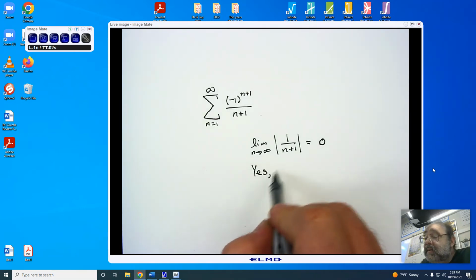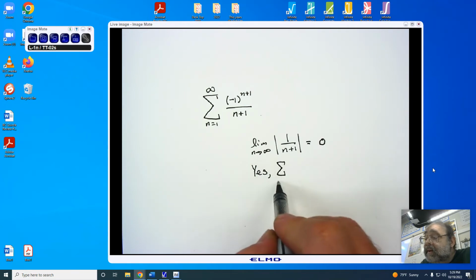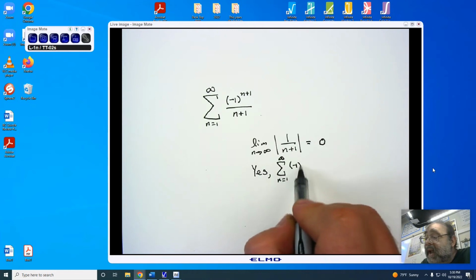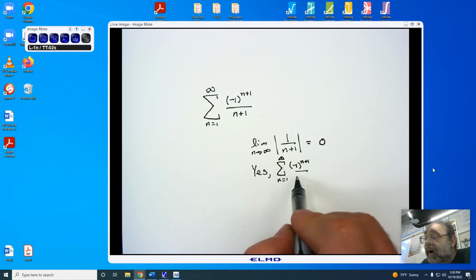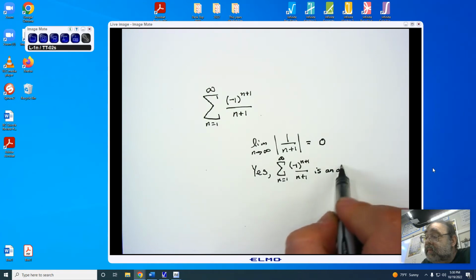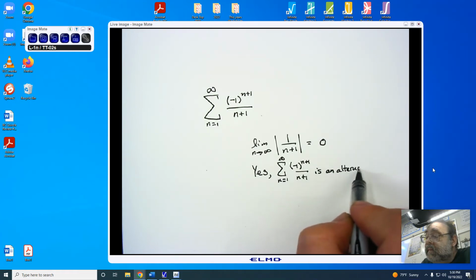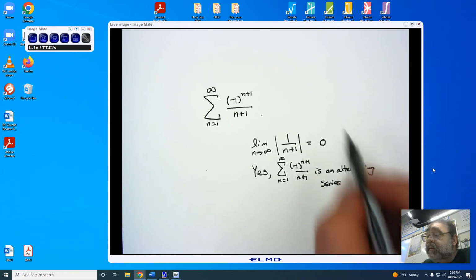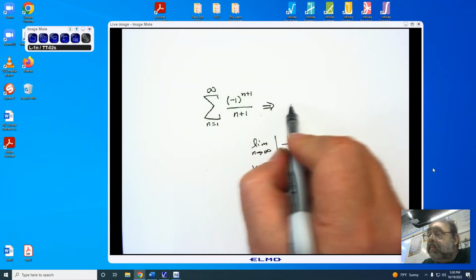The series, as n starts at 1 to infinity, for negative 1 to the n plus 1 over n plus 1 is an alternating series. Therefore, this must converge.